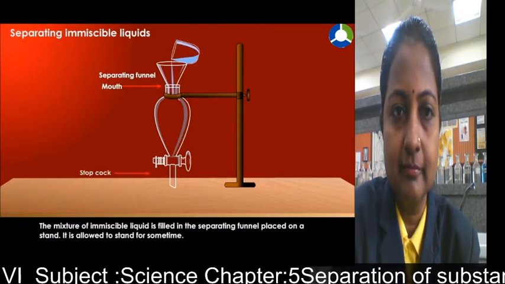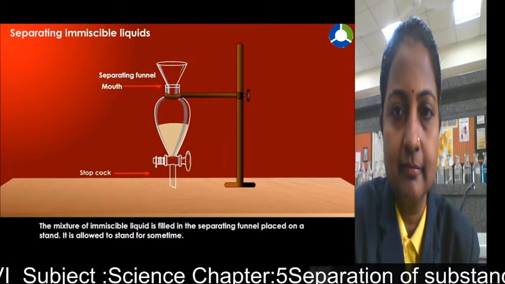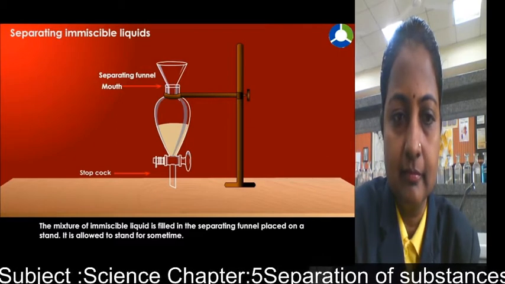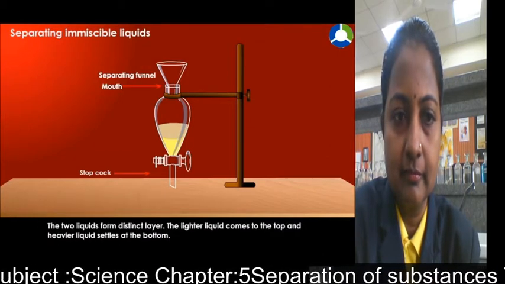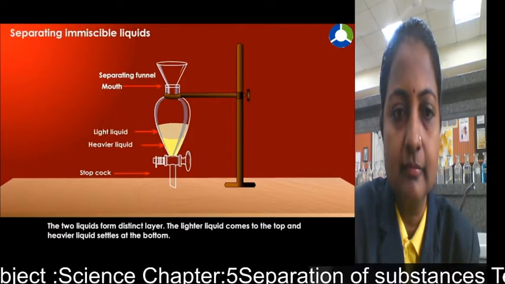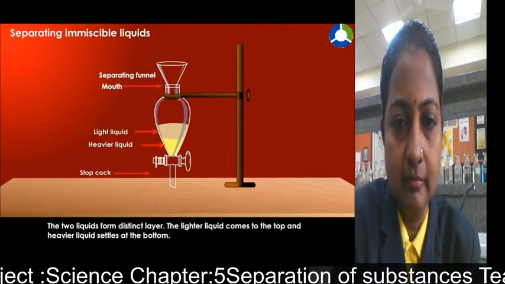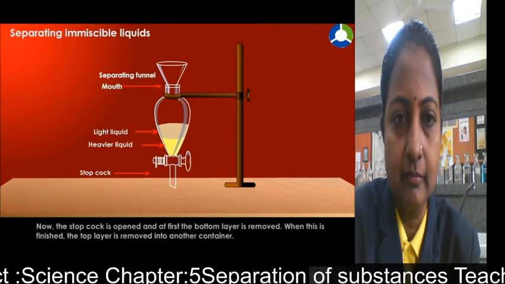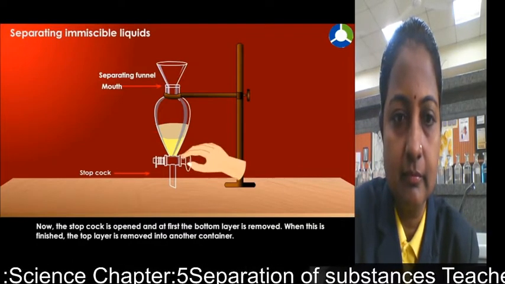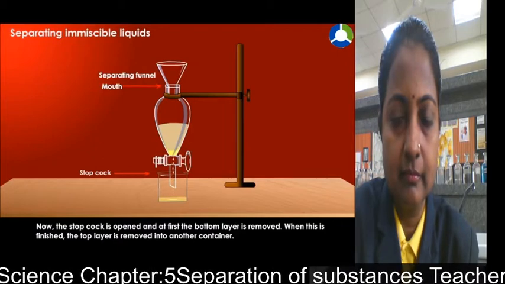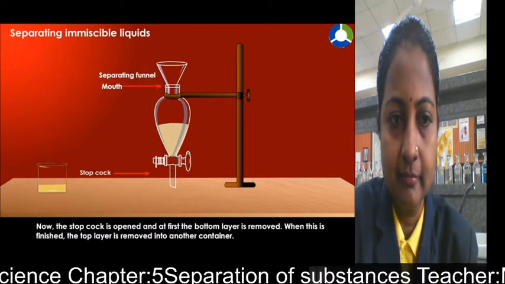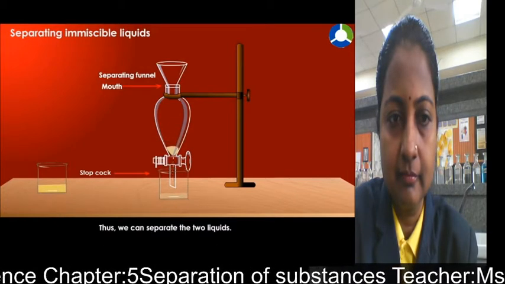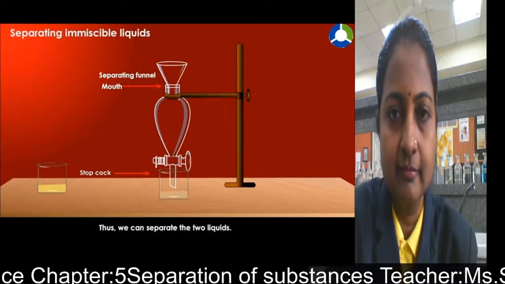The mixture of immiscible liquid is filled in the separating funnel placed on a stand. It is allowed to stand for some time. The two liquids form distinct layers. The lighter liquid comes to the top and the heavier liquid settles at the bottom. Now the stopcock is opened and at first the bottom layer is removed. When this is finished, the top layer is removed into another container. Thus, we can separate the two liquids.